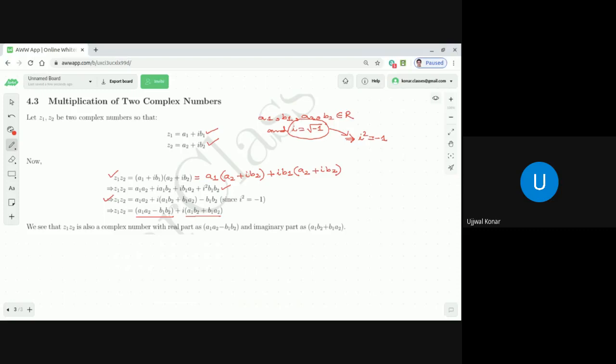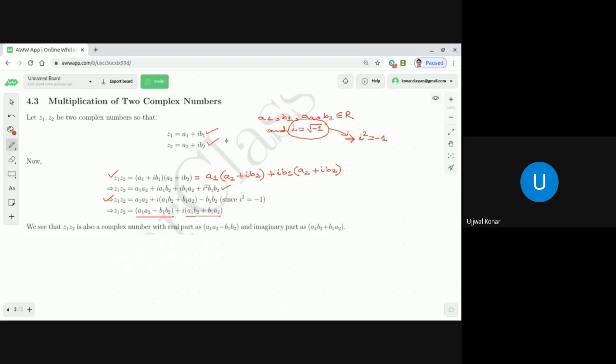So what you see, dear students, so far in the addition, the difference and the multiplication, when we have two complex numbers, the result of the addition, the result of the subtraction, the result of the multiplication, we always represent that complex number in the form a plus ib. That means a real number plus i into another real number.